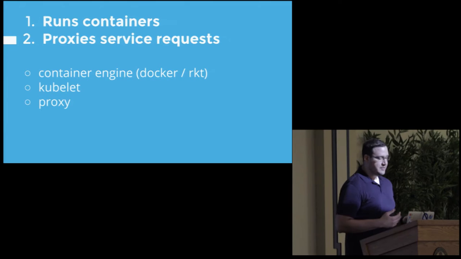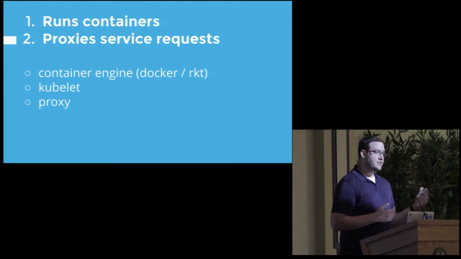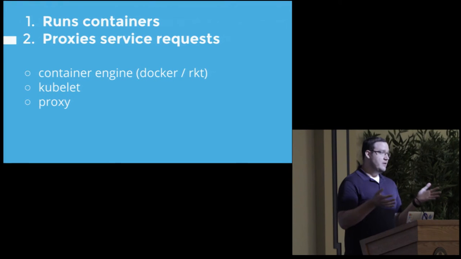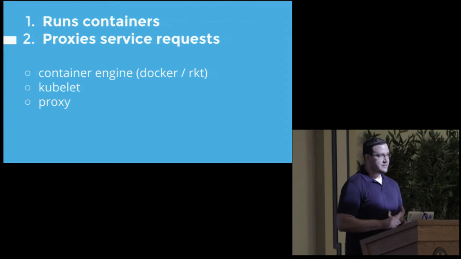The second job is to proxy service requests. When things are moving around the cluster, you've got to have a way to access them and make them visible to the world. So the node's job is to handle those requests. There are two binaries that we're going to deploy. One's called the kubelet and one's called the kube-proxy service. That's not important, but it just shows the leanness of it. With those two pieces, you can deploy a node basically.